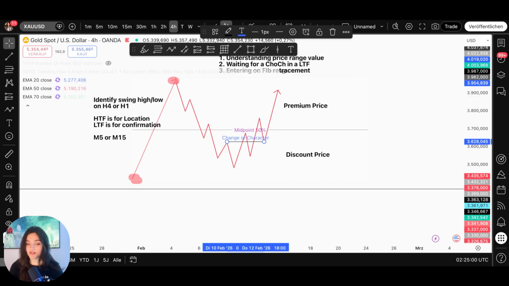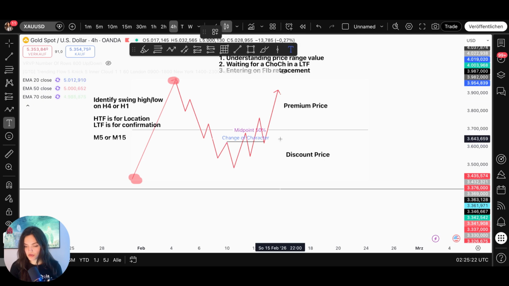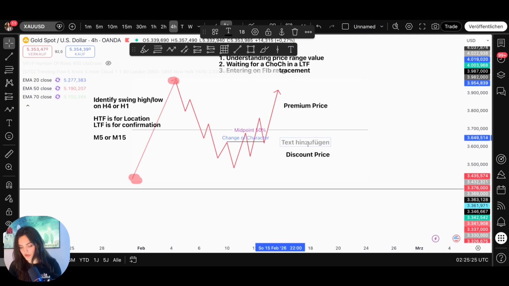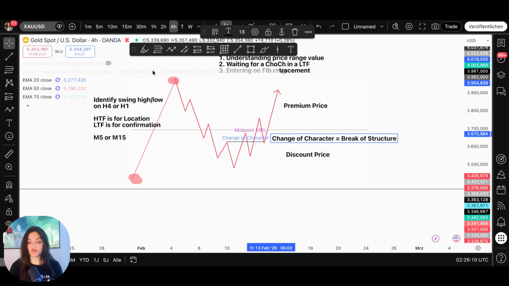What I like about this concept is that it forces you to react instead of predict. So instead of saying, I think gold will reverse because it's in a discount zone, you wait until price actually proves that buyers are strong enough to break structure, to change character. So a change of character is also called a break of structure. That's a big psychological difference. So you're not trying to be right early on, you're just waiting to see the evidence.